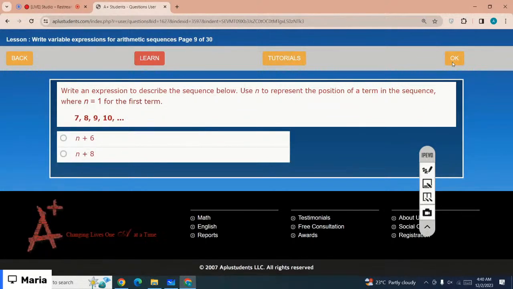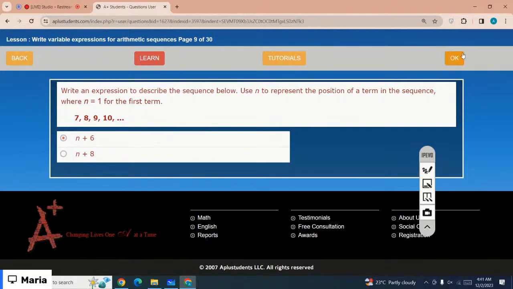Write an expression to describe the sequence below. Use n to represent the position of a term in the sequence where n equals 1 for the first term. So, which is the correct option? Yes, the correct option is option number 1, right?